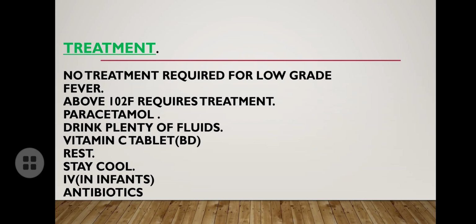For low grade fever no treatment is required, but a fever greater than 1 or 2 degrees Fahrenheit requires treatment. What treatment? A simple treatment is this: paracetamol 3 times a day. If you are an adult, 650 mg. For babies, you can give drops, and for infants above 1 year of age, you can give syrup form. From 1 to 12 years you can give syrup. From 12 onwards you can easily provide the tablet, 500 mg paracetamol, 650 mg paracetamol.